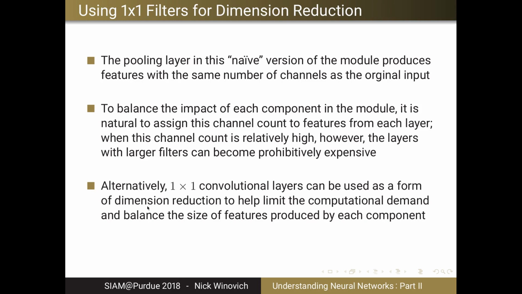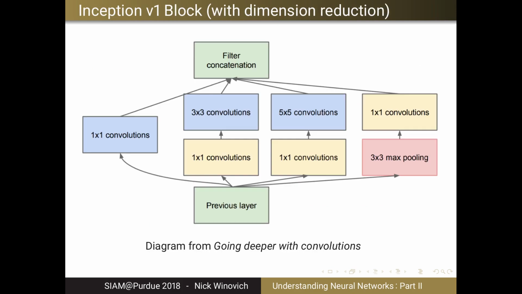And so we use these as a form of dimension reduction in the channel dimension, and add these before the computationally expensive layers like convolutions and after the max pooling, so that we apply the full max pooling layer, then reduce the number of features produced by that so that we get a balanced but computationally manageable block. So this is the inception block version 1, from the first version of the first paper.